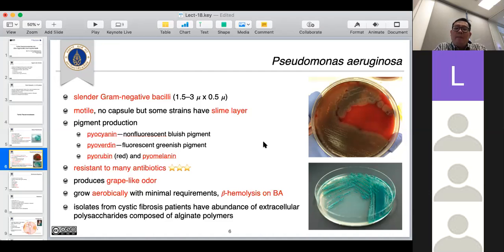They produce a grape-like odor, smell like grapes. But if you have the chance, do not open the plate and smell it. It's not a good idea. They grow aerobically. Most strains of Pseudomonas can produce beta hemolysis on blood agar like this, but the zone is small. They produce many pigments. It can be red pigment, green pigment, blue pigment, and also pyomelanin, black or brown pigment.